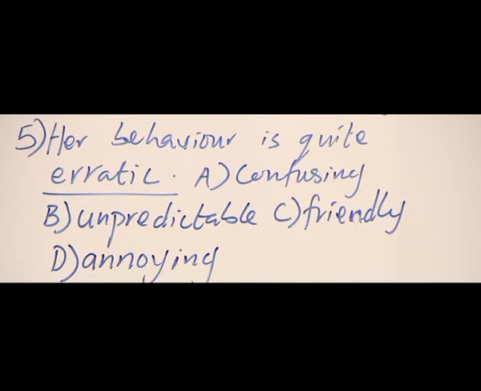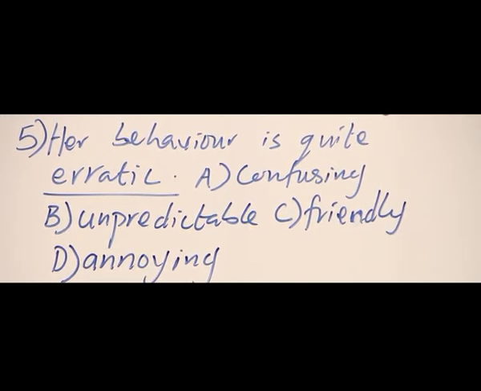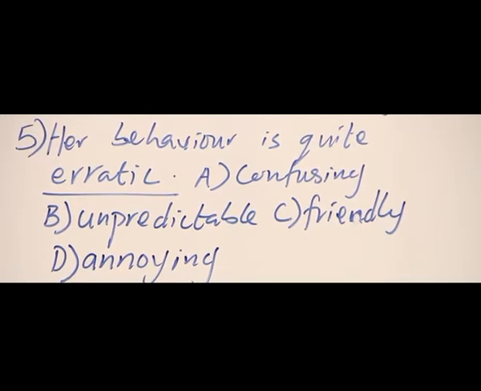So what is the meaning of erratic? Erratic is something that is irregular, something that doesn't have a standard way of occurring. It is something you don't know how it will occur the next time it occurs. So an erratic behavior is a behavior you can't place, you can't follow. So our answer is unpredictable. Her behavior is quite unpredictable.